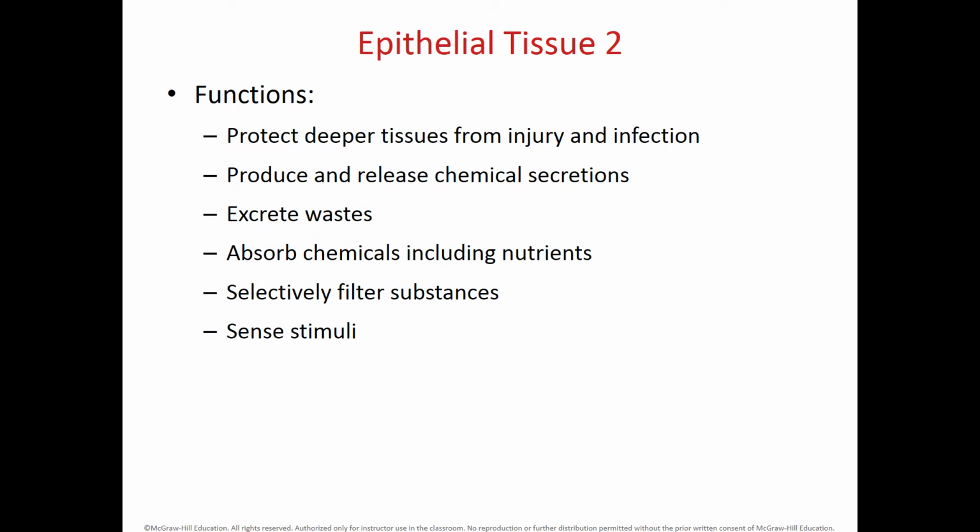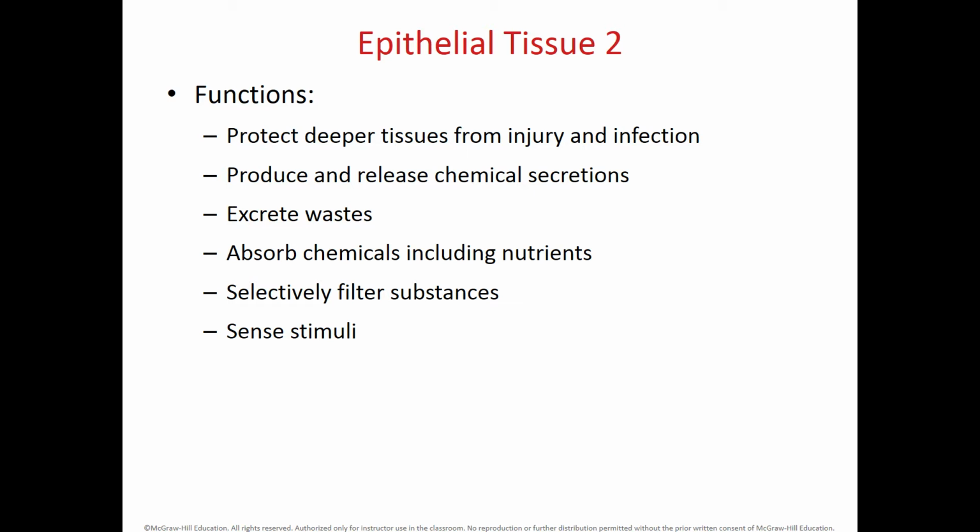Functions of the epithelial tissue will be protection. Since these epithelial tissues are located on the surface of the body, like in the case of the skin, or internally within the lining of the stomach, this epithelial tissue will protect deeper tissues. Another function will be secretion. Many of these epithelial tissues secrete mucus, sweat, enzymes, and hormones.